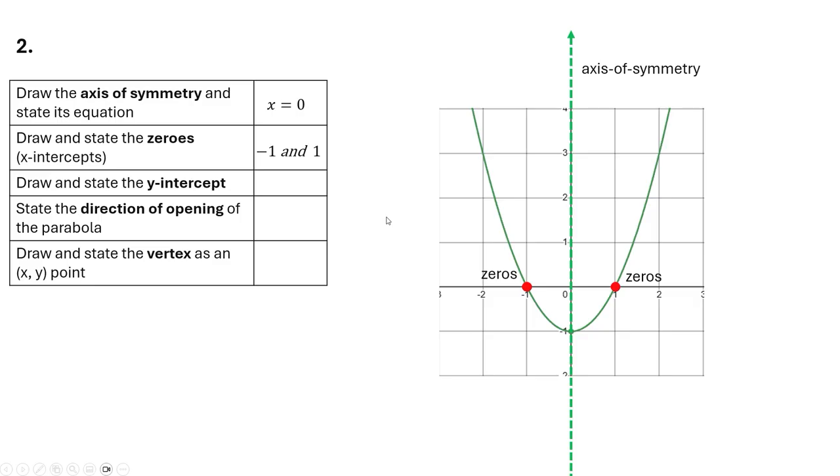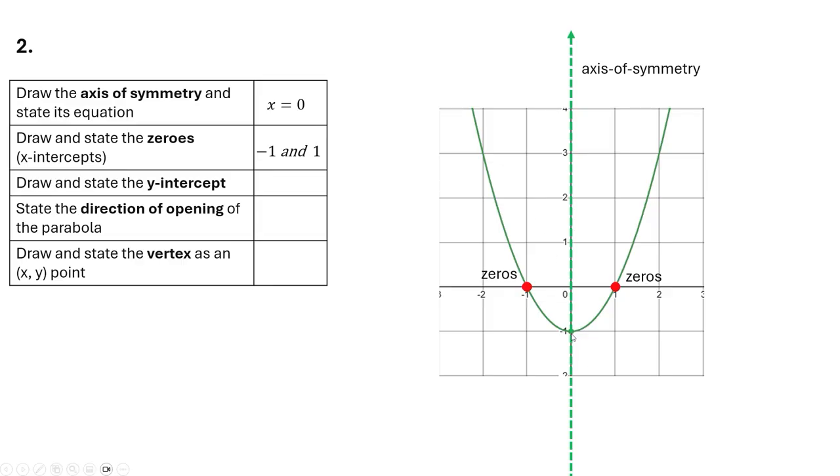Now, we can also figure out what the axis of symmetry is by adding up the two values for our intercepts and dividing by 2. So -1 plus 1 is 0, divided by 2 is still 0. So this point plus this point divided by 2 is also our axis of symmetry.